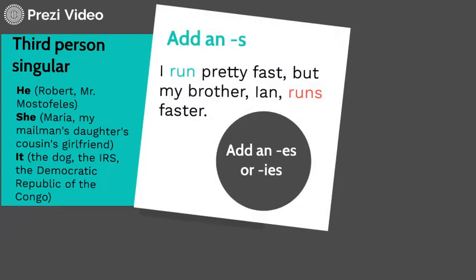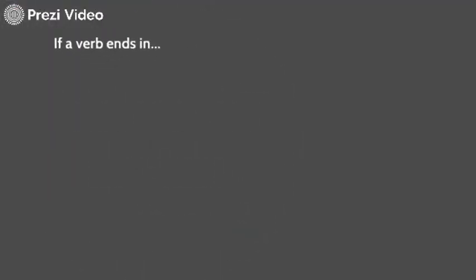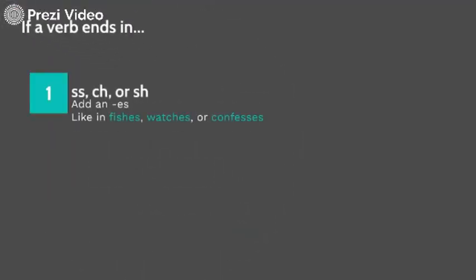So when you have a third person singular subject, then you just add an S to the verb. So when I say I run pretty fast, but then my brother, that's a third person singular subject, Ian, he runs faster. So at the end of that word run, we add that S. Sometimes you add an ES or an IES. If the verb ends in 2 S's, a CH, or an SH, then you add ES, like in fishes, like my dad fishes, or watches, like my grandpa watches too much TV, or confesses, like the convict confesses to the crime.